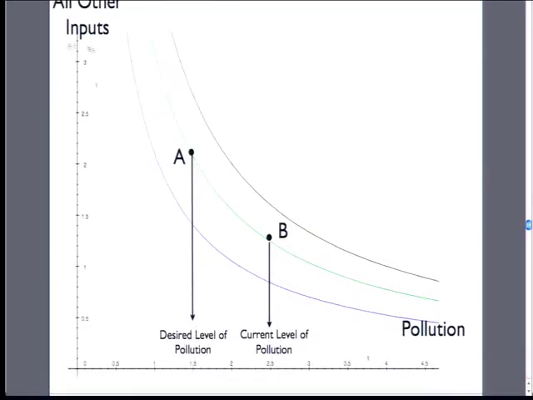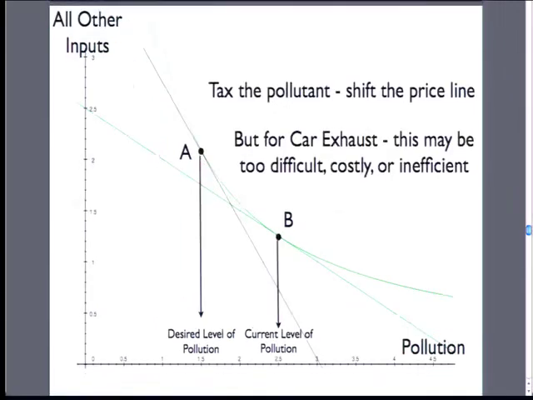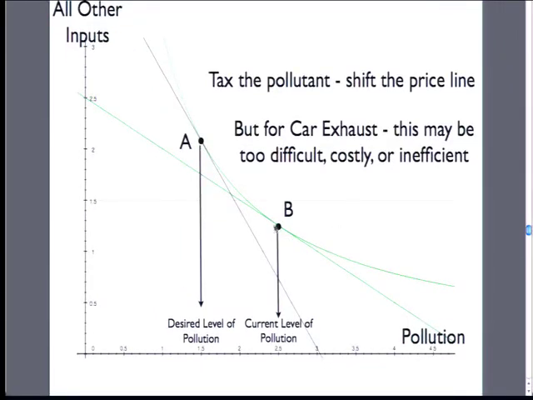Just to motivate this, if we have an isoquant, we could have all other inputs into production and pollution. And we want to move from one level of pollution to another level of pollution along an isoquant. How do we find an efficient bundle that gets us a least cost way to get to this other point? So one is taxing the pollutant. Here, the pollution isn't costing them enough. We're going to change from this price line to this price line. We're going to say pollution's going to cost you more.